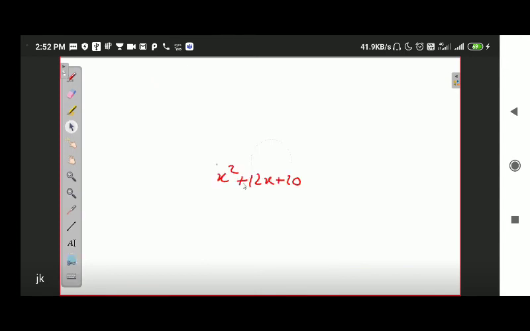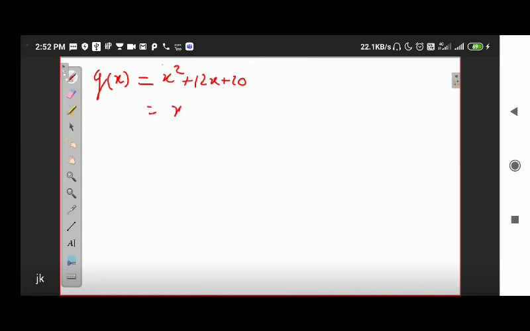Okay, so this is the value of quotient, and let me write down its name. Let us name it qx. So this is the value of quotient and we have to factorize it. So I'm going to do it quite directly.